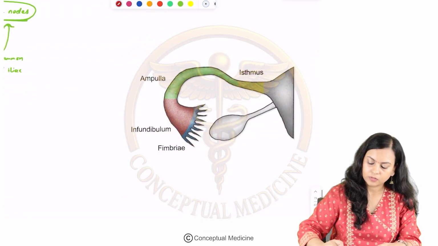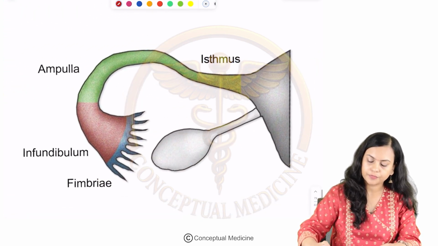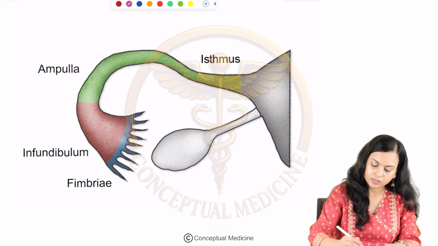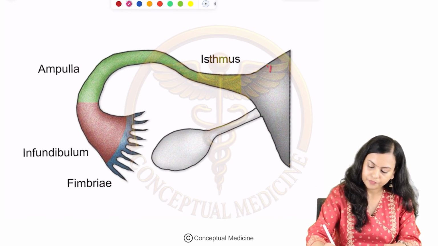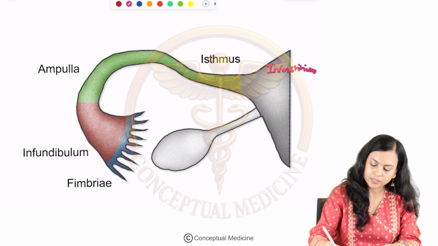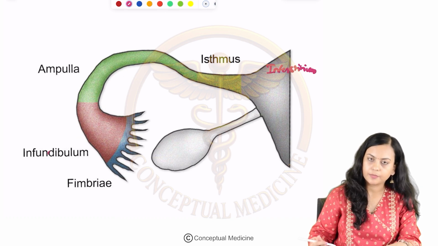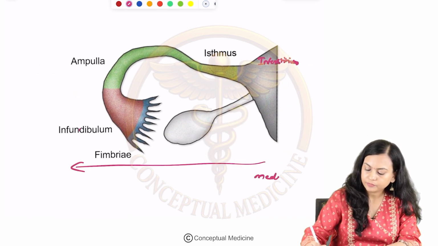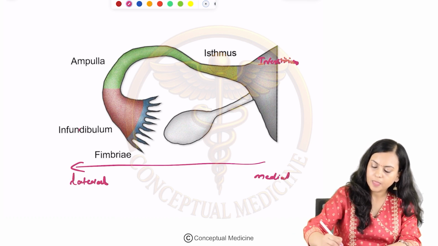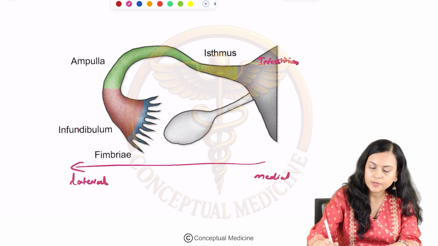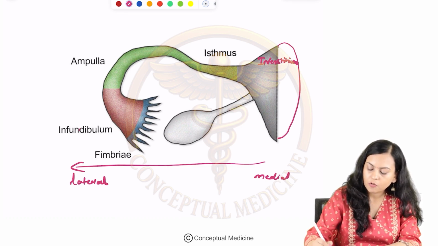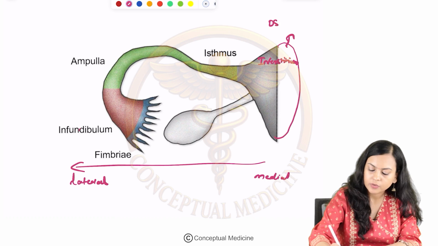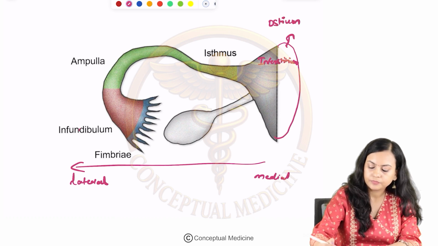So this is the structure of fallopian tubes. You have the interstitium part, isthmus, ampulla, infundibulum and the fimbriae, from medial to lateral. Now, the interstitium part opens into the uterine cavity through an opening, and this opening is known as the ostium.